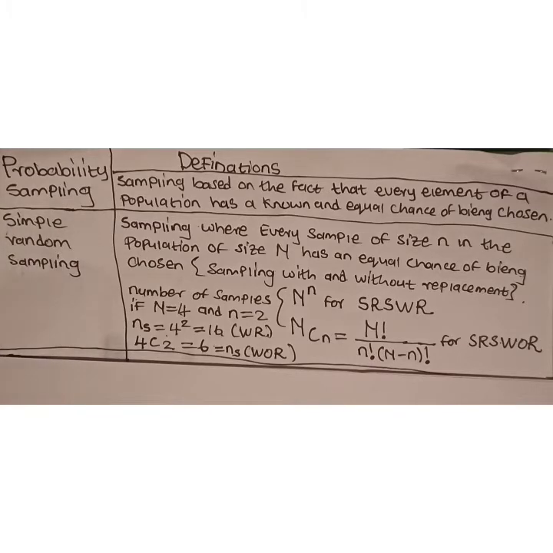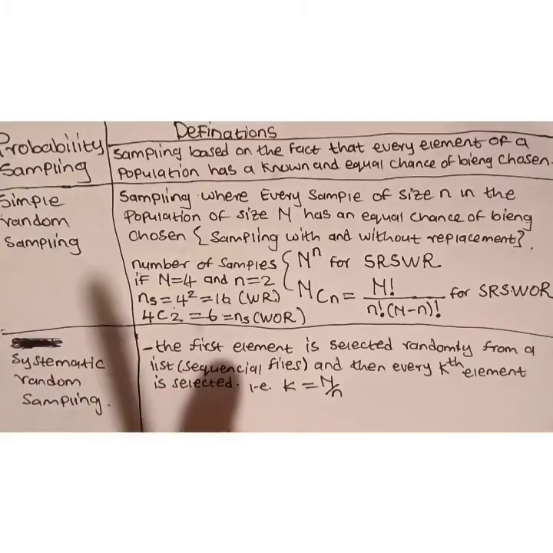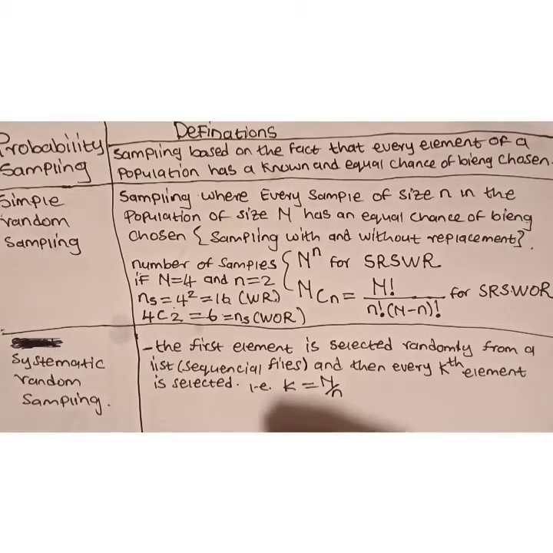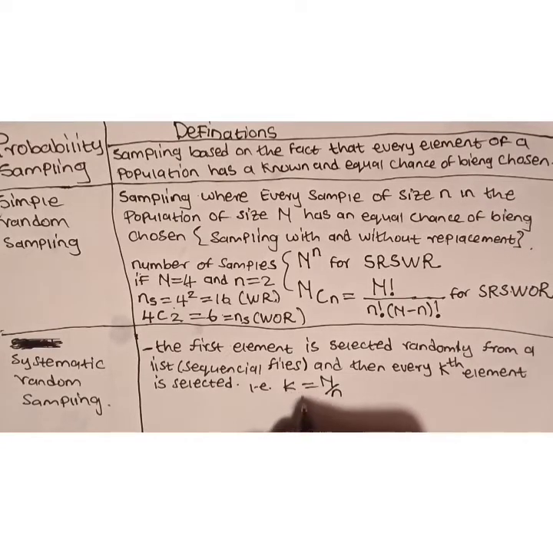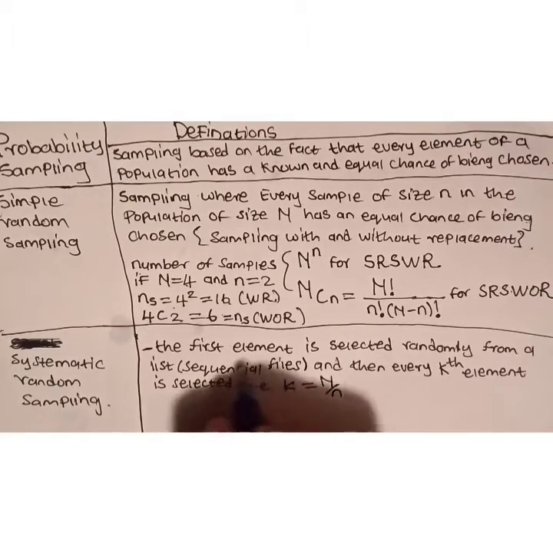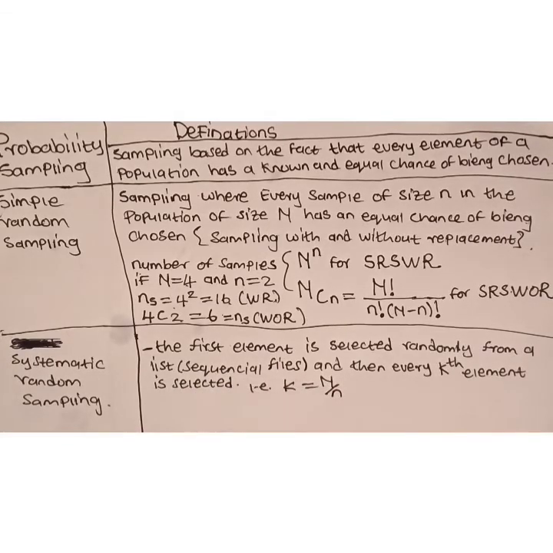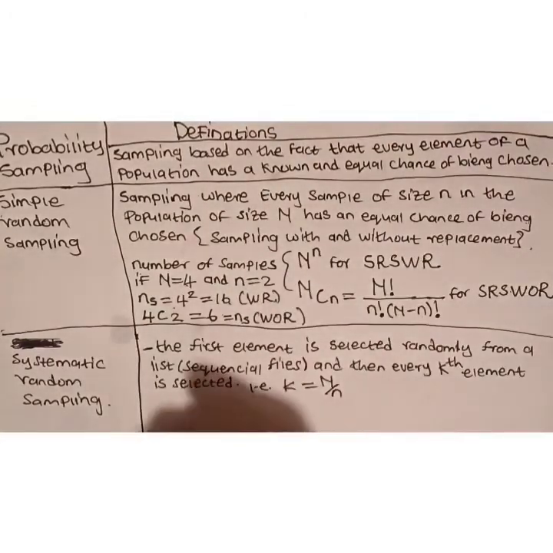So for systematic sampling, the first element is selected randomly from a list of sequential files, and every kth element is selected, where our k will represent our interval. It will be given by the population size divided by the sample size. So the random start, we can start anywhere, but we'll select the next element depending on the interval.